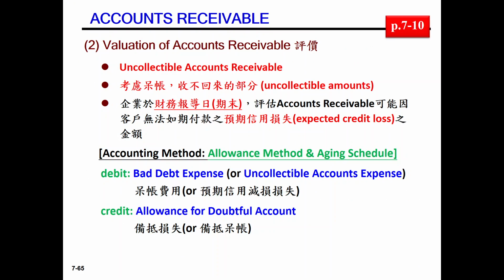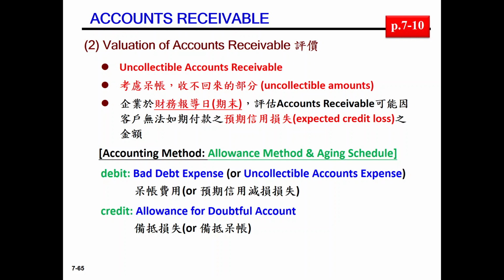We use which accounting method to record the part maybe we cannot get back in the future? So we use the allowance method by default, right? So what is the allowance method by default? Even though it hasn't happened yet, we expect what's going on in the future. So it's not true, but we will consider the risk, the part maybe we cannot get back, right?